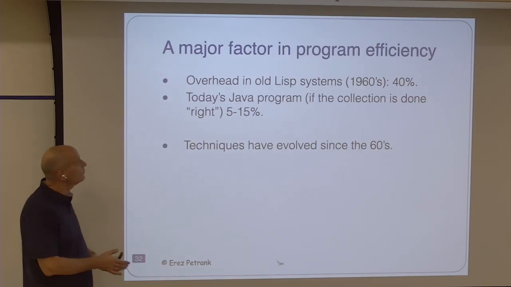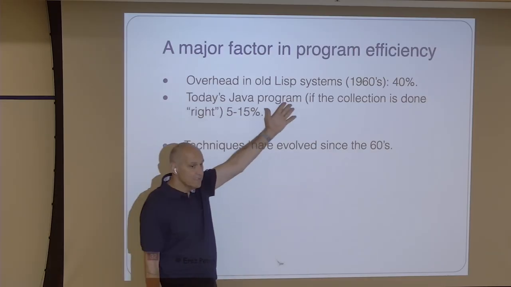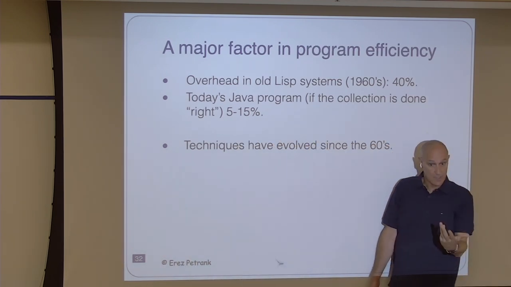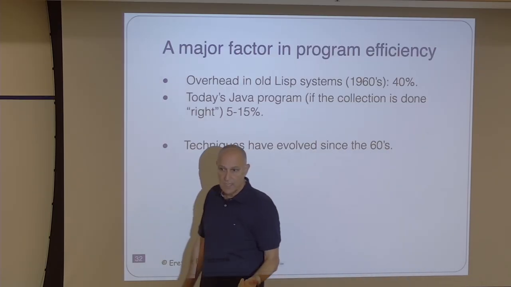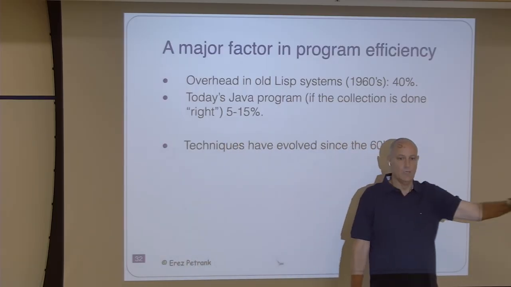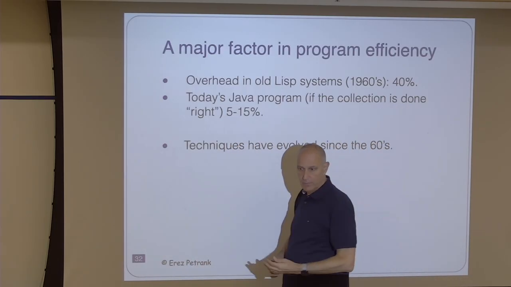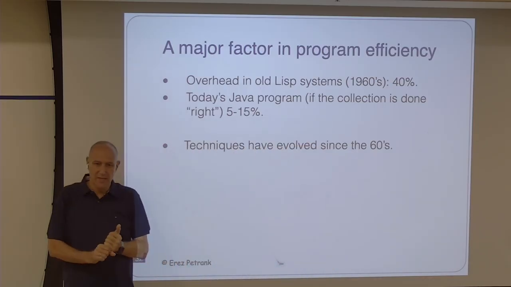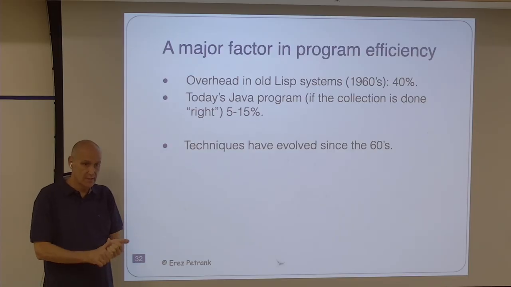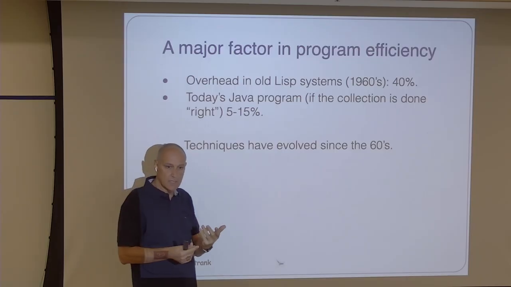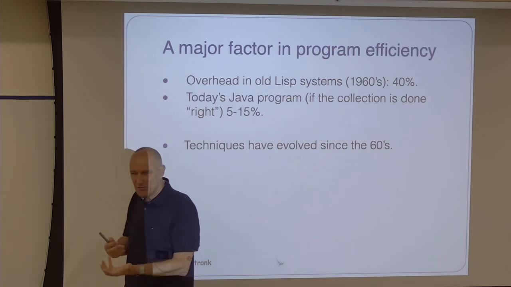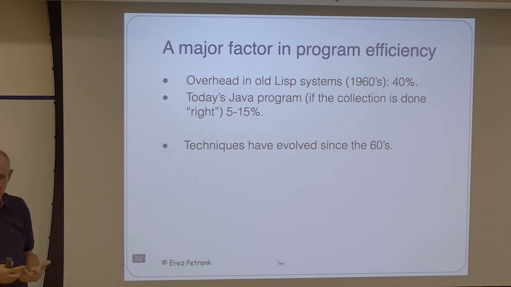Okay, so memory is a major factor in program efficiency. The overhead in old Lisp systems, Lisp was the first language that employed garbage collection, automatic memory management, was like 40% of the time spent on memory management, which is really terrible. Old Lisp programs were started for artificial intelligence, and there were games written in Lisp, and you would play a game, and then it would stop and say garbage collecting as you're playing. And it was really bad. People did not like it.